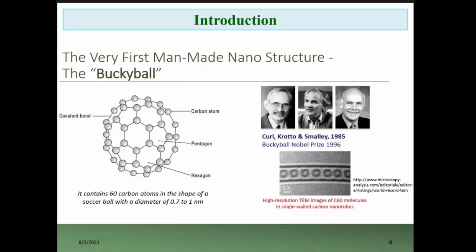Here you can see one structure of C60, which is named buckyball, and this is the very first man-made nanostructure, which was invented by these three gentlemen who got the Nobel Prize for this nanoparticle structure in the year of 1996. Now, this is one type of carbon nanoparticle where different carbon atoms are connected with covalent bonds in different shapes.